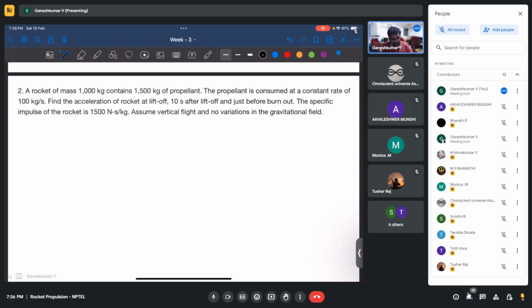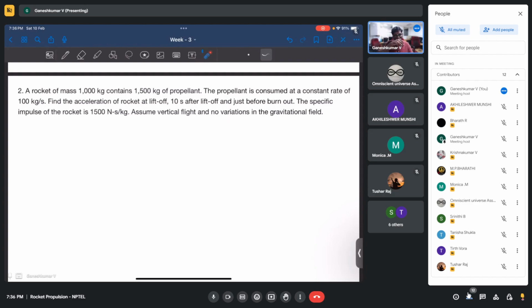Okay. So what we have here is the second problem, about a rocket of mass 1000 kg, which contains 1500 kg of propellant, which means the rocket mass doesn't include the propellant. The propellant is consumed at a constant rate of 100 kg per second. So the consumption rate of propellant is given. Find the acceleration of the rocket at liftoff, 10 seconds after liftoff, and just before the burnout.